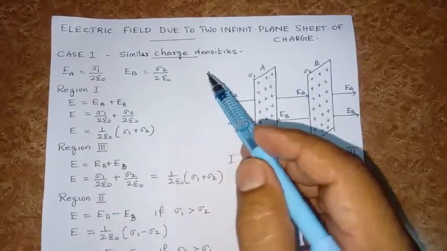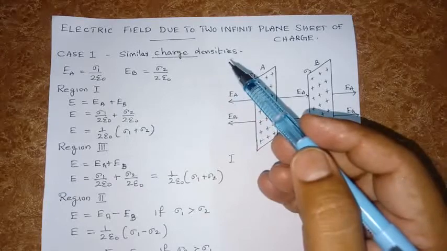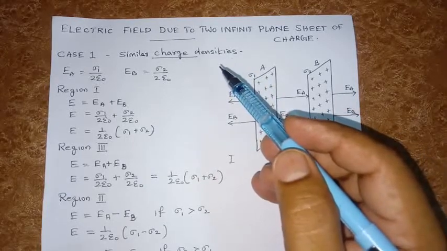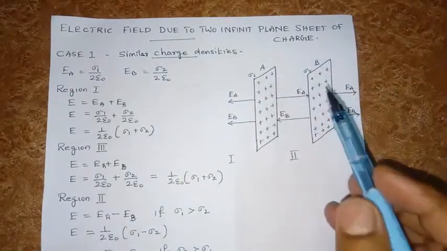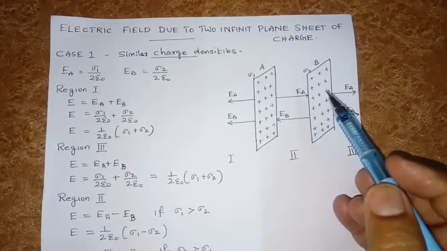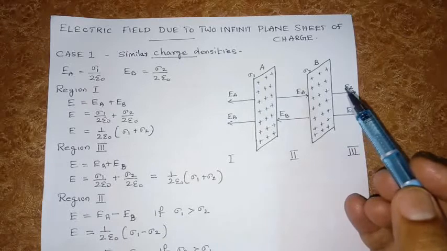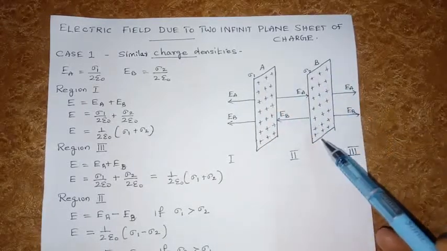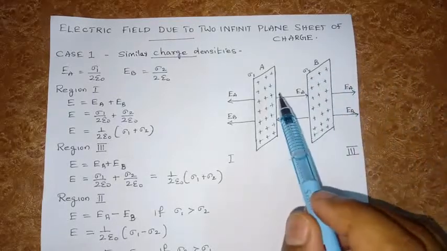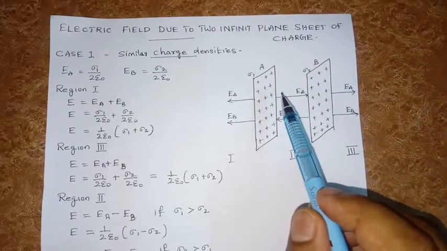In the previous video lesson, we studied the electric field due to an infinite plane sheet of charge. This video lesson is an extension of that only. Here we will study the electric field due to two infinite plane sheets of charge. So these are the two infinite plane sheets of charge having certain charge densities. Here we will study case number 1, similar charge densities.